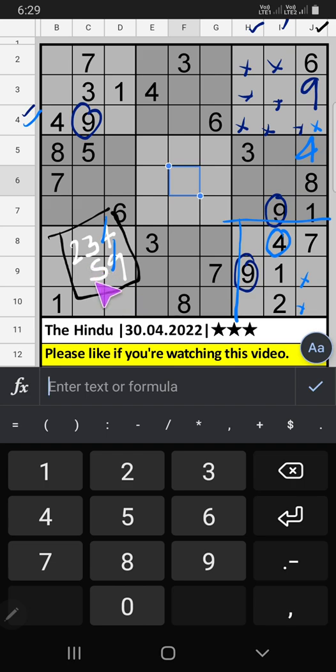Only 3 numbers are remaining: 2, 3, 5. In the 9th grid we already have 2, so 2 can't come in these cells. Then 2 is confirmed here. Then only 2 numbers are remaining, 3 and 5. It will come in any one of the cells. We will confirm later.